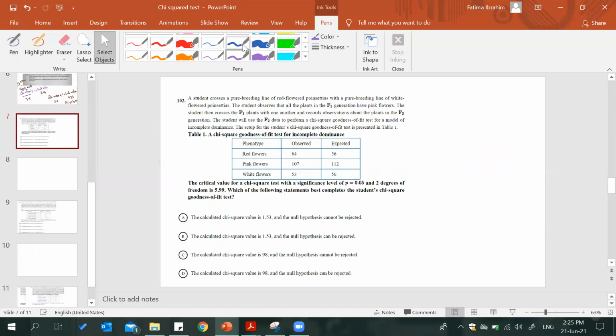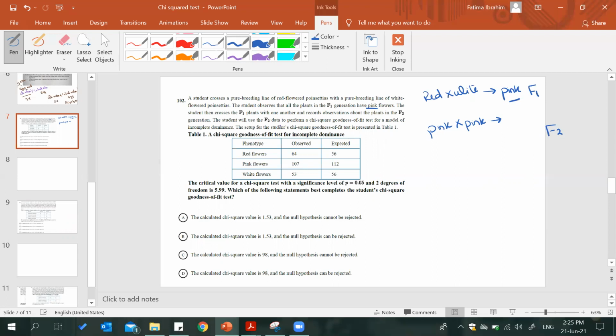Back to the problem. The student observed that all of the plants in the F1 generation have pink flowers. Okay, so a pure red multiplied by white, and all the offspring were pink. This is the given. The student then crosses the F1 plants with one another and records the observations. Then he took this pink, this is F1, times pink, and then recorded the observations of all of F2. So the result will be in F2.